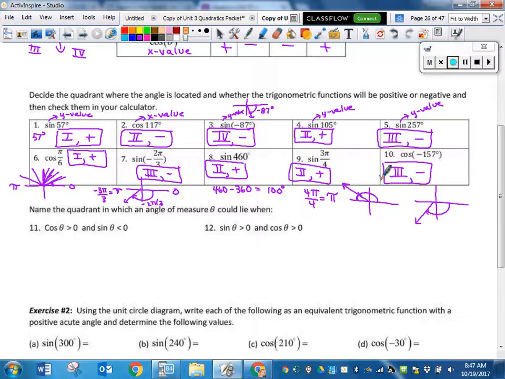All right, so how else can I ask you this question in different ways? Name the quadrant in which the angle theta could fall. If you know that cosine of this angle is greater than 0, what does that mean for you? That means that cosine of theta is greater than 0, same thing as positive. And you know cosine is your x value on the unit circle.